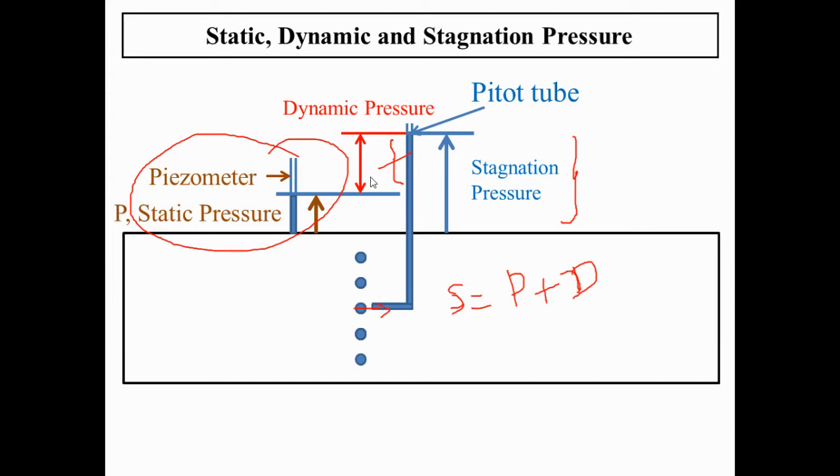Obviously, we cannot find the dynamic pressure directly, so this way we can calculate the dynamic pressure. So stagnation pressure is nothing but the sum of static and dynamic pressure.